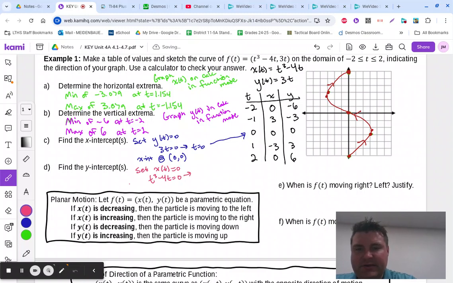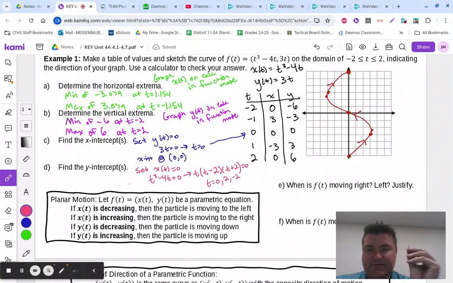That does factor, by the way. So I can take out a t, it becomes t squared minus 4, if you do not mind. I'm going to do t minus 2, t plus 2. A little bit of quick factoring there. When is that equal to 0? When t is 0 and 2 and negative 2, all of which are on my table, which is fantastic.